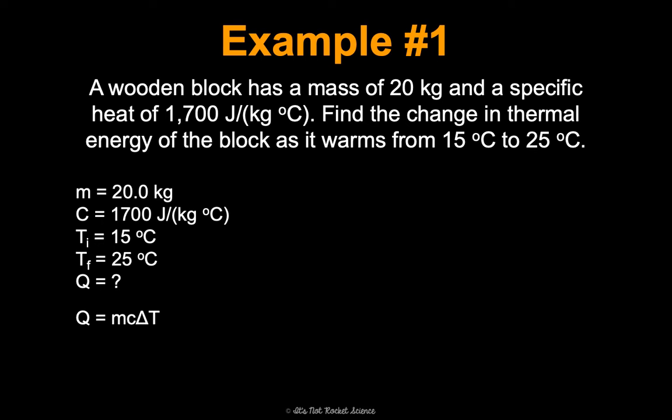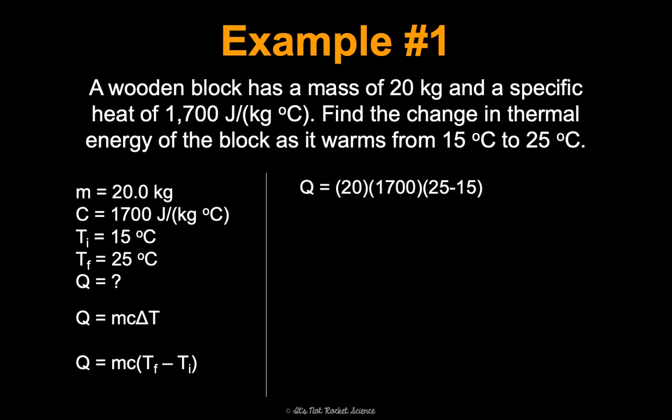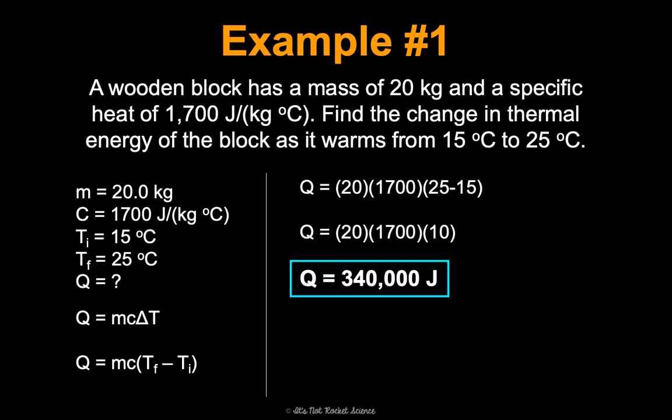So we're going to use our normal equation, and we're going to set it up just like this. So we're going to do 20 times 1700 times (25 minus 15). Let's go ahead and do the subtraction first, the far right. So 25 minus 15 is 10. Now you can go ahead and multiply across the board, and our answer is 340,000 joules. That would be correct because we're looking for heat.